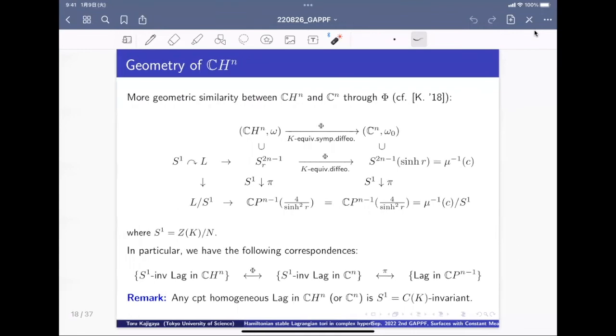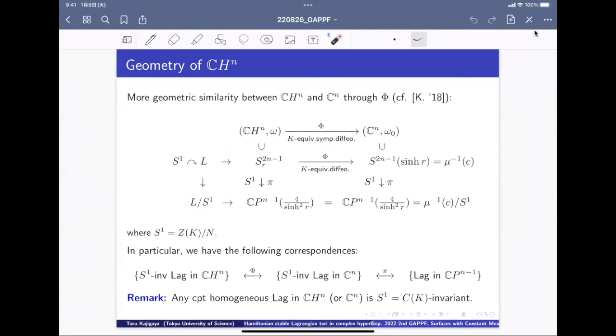In particular, we have the following correspondences. If we have a Lagrangian submanifold in CHN, then we obtain a Lagrangian submanifold in CN by the map phi. If furthermore the Lagrangian submanifold is S1 invariant, then it must be contained in the regular level set of the moment map of the S1 action, and the corresponding Lagrangian is also S1 invariant. Moreover, by taking the quotient of the S1 action, we obtain a Lagrangian submanifold in the Kähler quotient space.